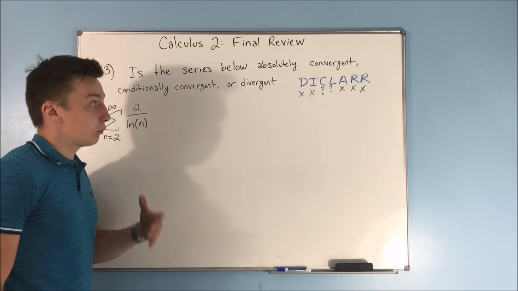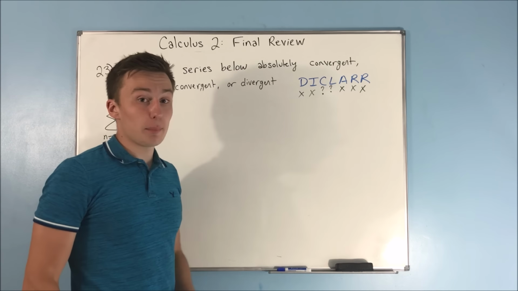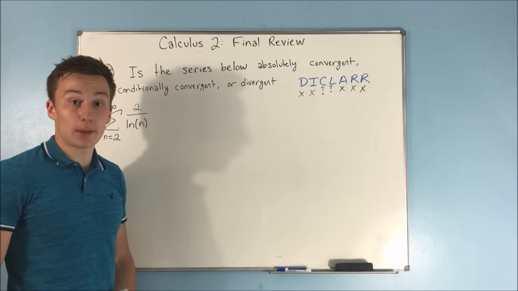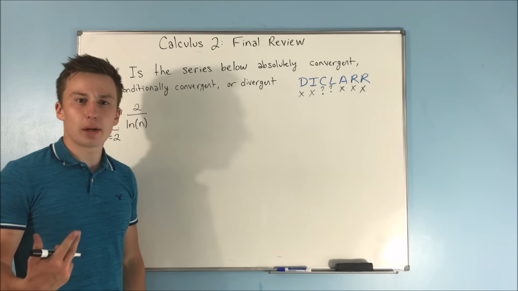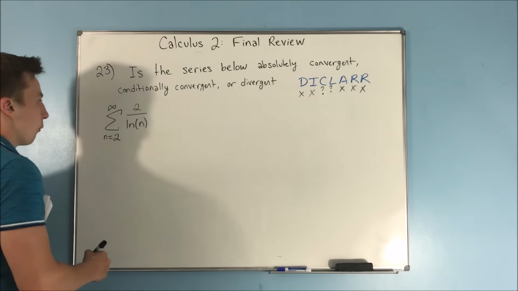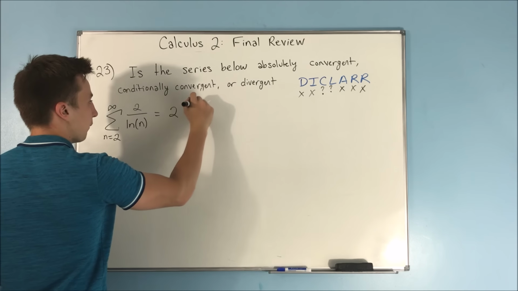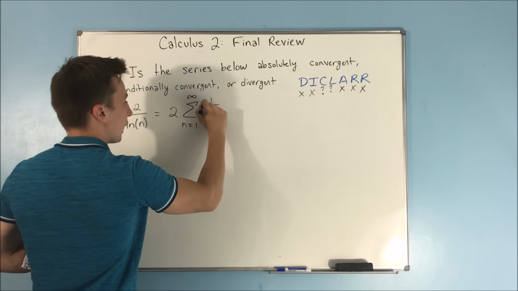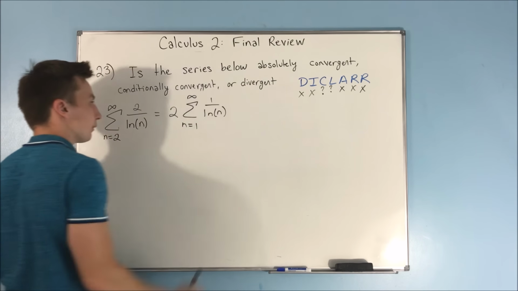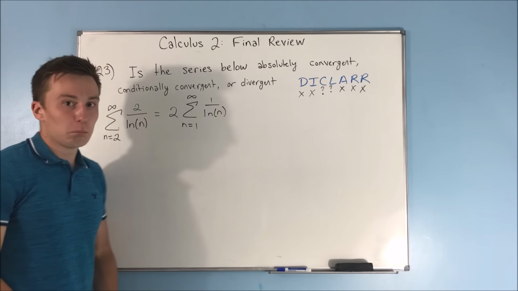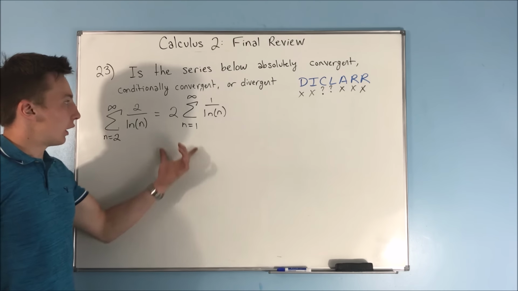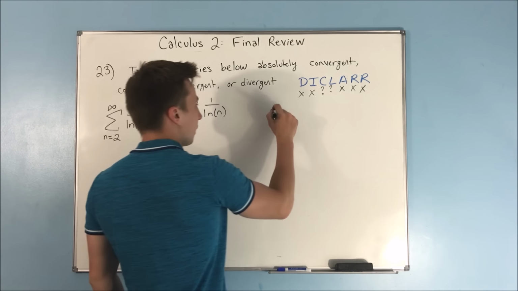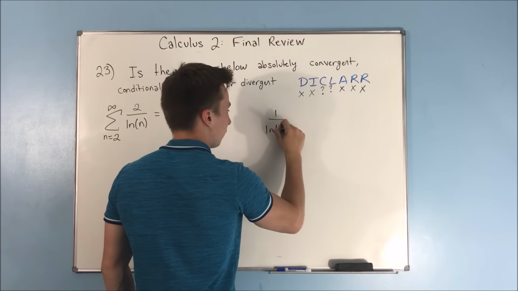Okay, so here, let's try using a comparison, okay? Because we already know that none of the other tests are going to work. Maybe limit comparison, but we need to check comparison first. Well, first we can rewrite this as 2 times the sum from n equals 1 to infinity of 1 over natural log of n. That's something we can do. That's going to make the comparison a little bit clearer. So what are we going to compare 1 over natural log of n to?